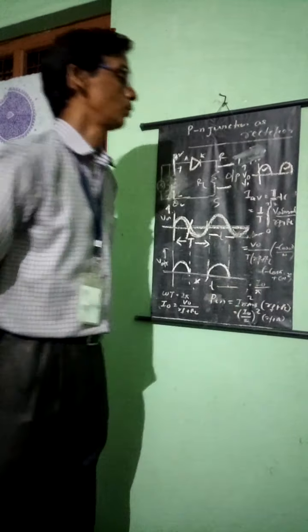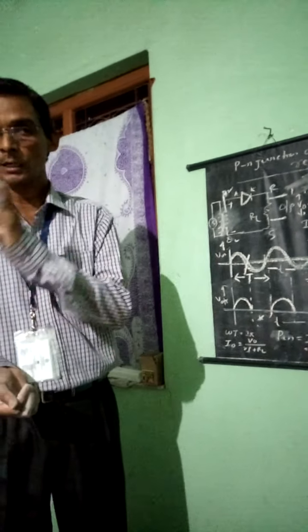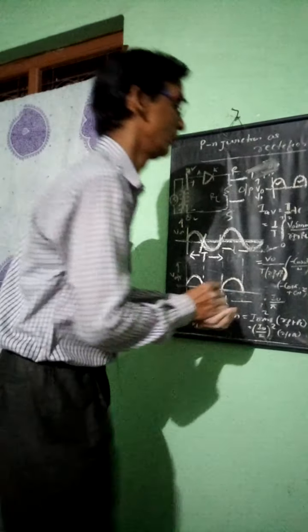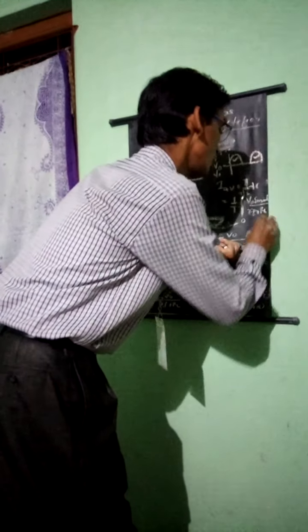Then what is the integration of sine omega T? Let omega T be equal to theta, so you can say that is V naught, minus cos omega T, evaluated from 0 to T by 2.